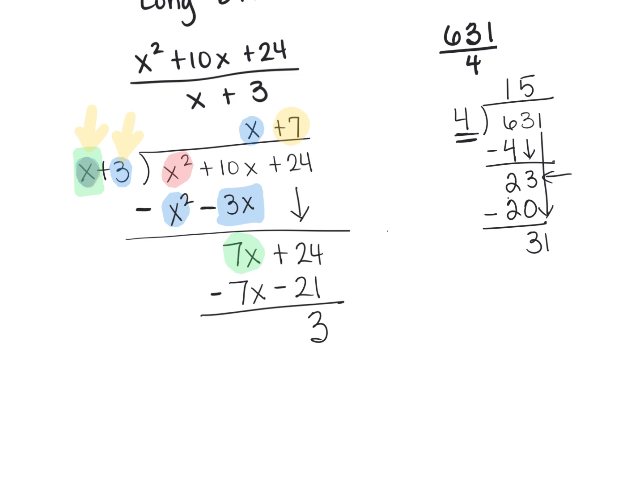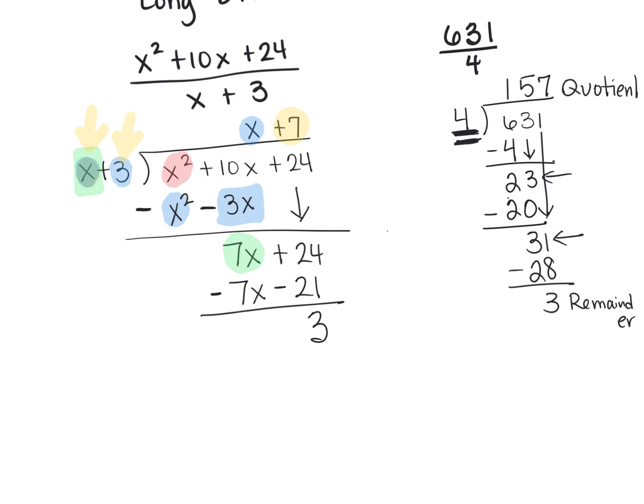So I'm coming back to my numeric. So the next thing we ask is, how many times will this 4 divide into 30? And that would be 7 times. That gives me 28, and I subtract and get a 3. So this is our remainder, and this would be our quotient.